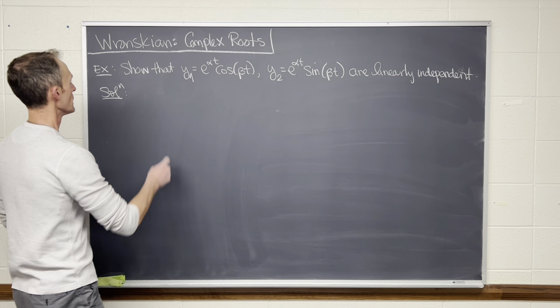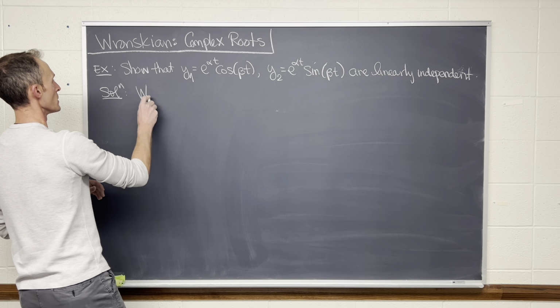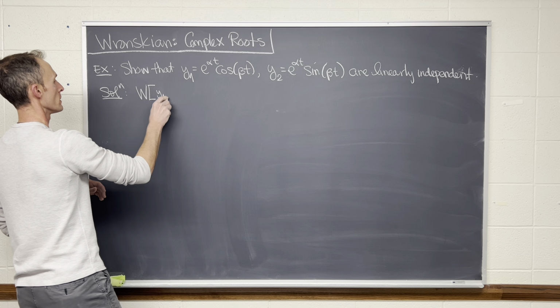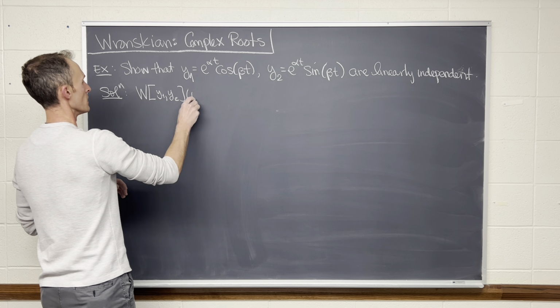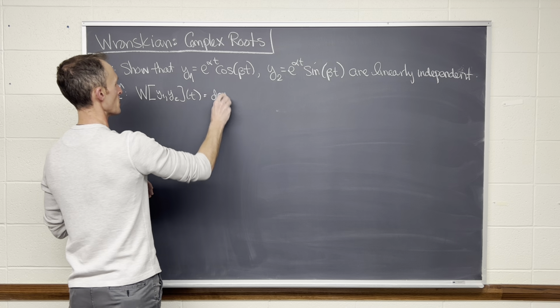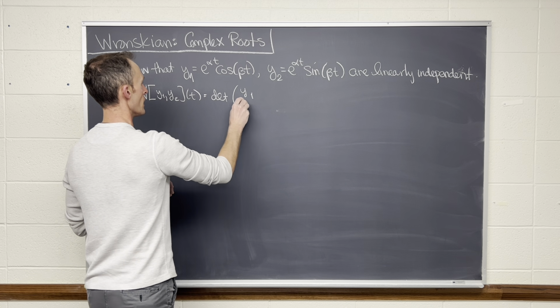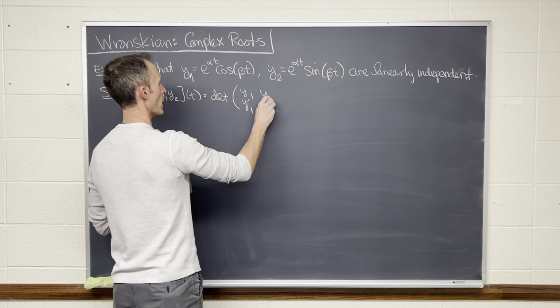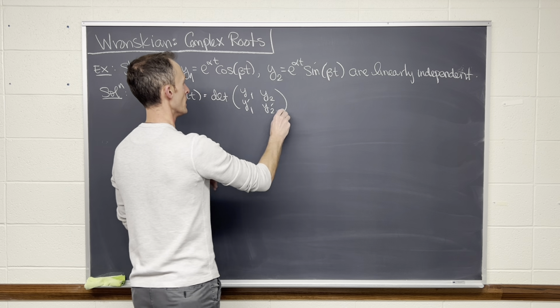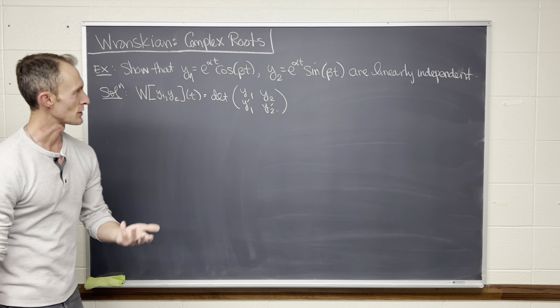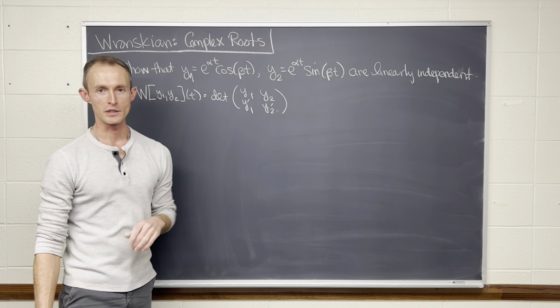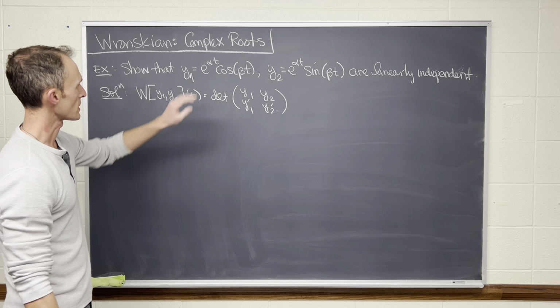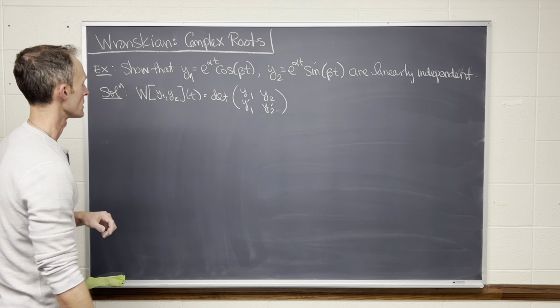So let's get started. The Wronskian is going to be W of y1 and y2 of t. That's going to be the determinant of y1, y2, y1 prime, y2 prime. But that kind of poses an issue because the derivatives of y1 and y2 are complete nightmares. So let's go and compute that off on the side and see what happens.